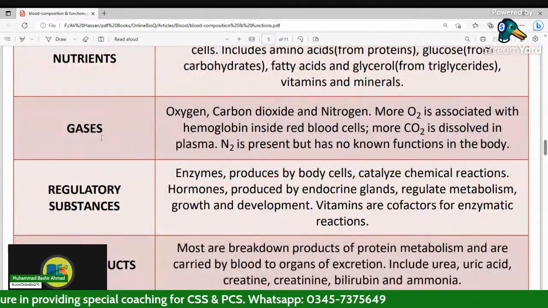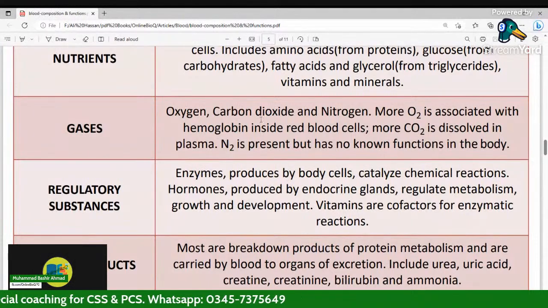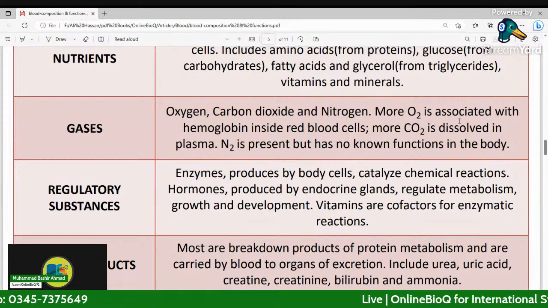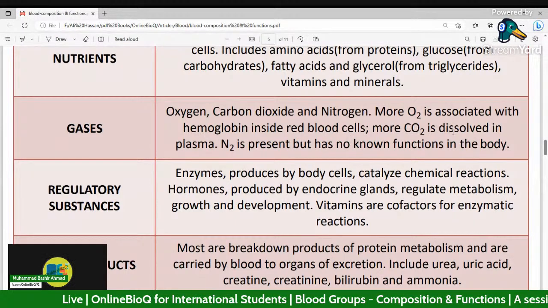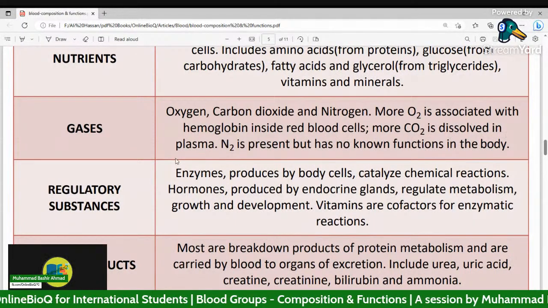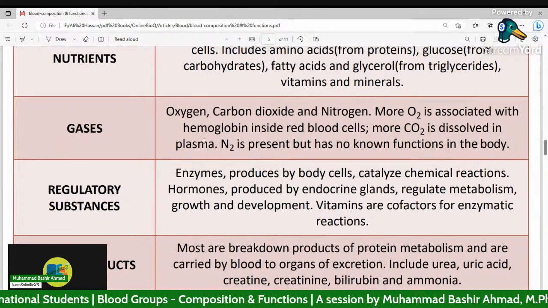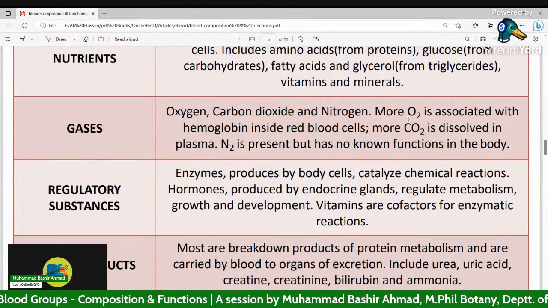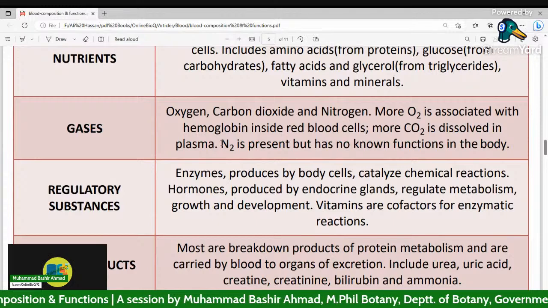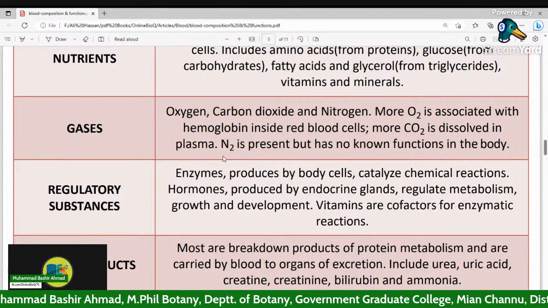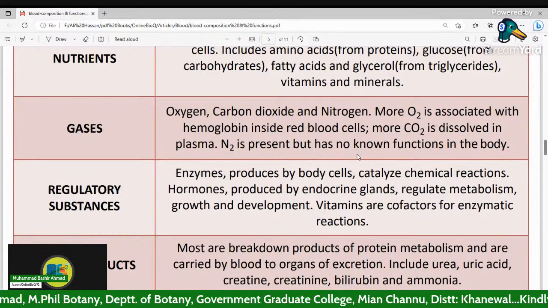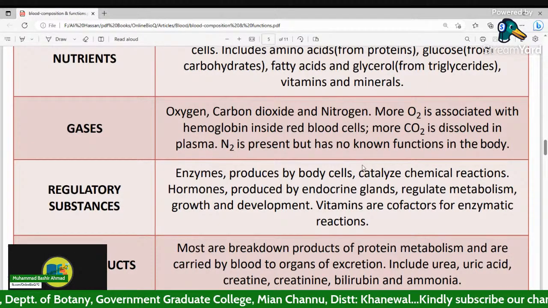When we talk about gases, these are oxygen, carbon dioxide, and nitrogen. Most oxygen is associated with hemoglobin inside red blood cells. Most carbon dioxide is dissolved in plasma, and nitrogen is present, but has no known function in the body.